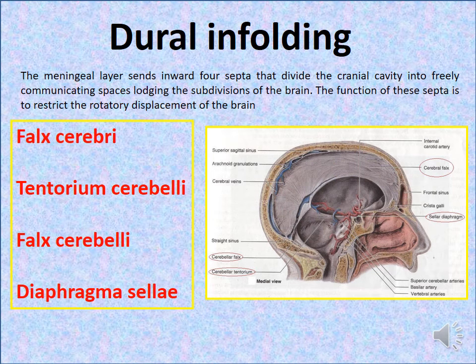We have certain folding within the Dura Mater. Let's call it dural infolding. The meningeal layer sends inward four septa that divide the cranial cavity into freely communicating spaces, lodging the subdivisions of the brain. The function of these septa is to restrict the rotatory displacement of the brain. We have four foldings. The first one is called Falx Cerebri, the second is Tentorium Cerebelli, then Falx Cerebelli, and the last one is Diaphragma sellae.